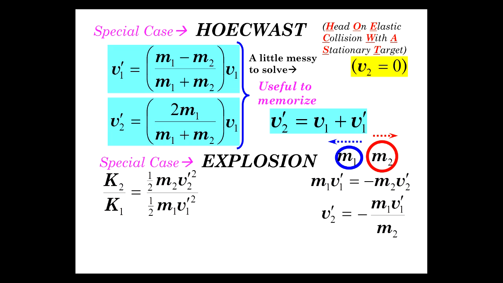And 1/2 M2 V2 prime squared over 1/2 M1 V1 prime squared. I might have just misspoken, but this is simply the ratio of the kinetic energy of object 2 over object 1, not before and after. They're both after, all right? So the halves go away, M2 V2 prime, we just solved it here, M1 V1, they're both squared, divided by M2 squared, there it is, and divided by M1 V1 prime squared, so that's this.